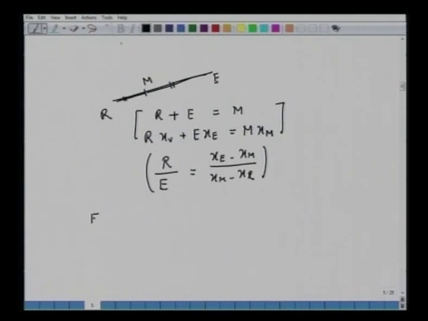So extraction fundamentally consists of two steps. One is mixing and one is just settling.